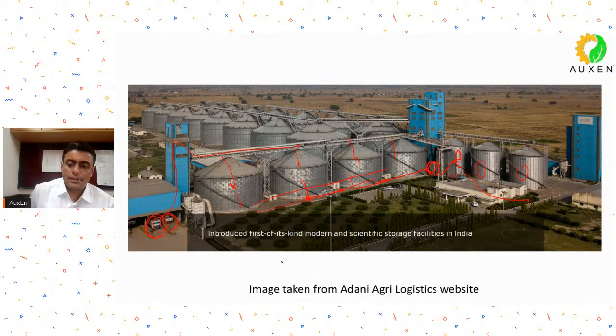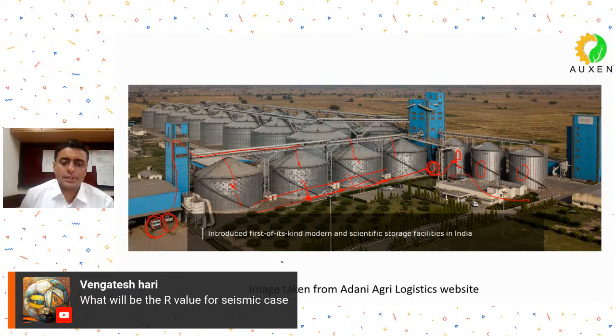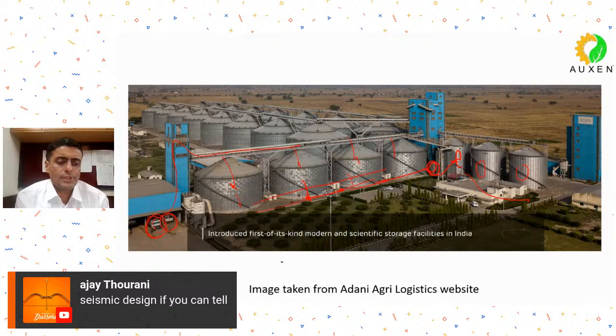Okay, right. Mr. Venkatesh is asking what is the R value. So R values are not quite properly given in the Indian standard, but I have seen many designers taking an R value of 1.5. That is for the steel part. Of course, grain has no R. Okay, so grain that is stored will also push the silo shell wall, so that will be a different issue altogether. Mr. Ajay ji is asking about seismic design, if you can tell.